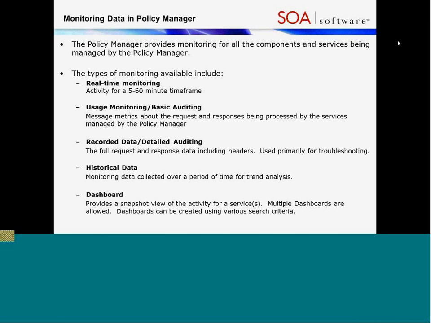The recorded data, which is provided by the detailed auditing policy, is the full request and response data, and that includes all the headers. When you use a detailed auditing policy, it's going to collect all of it, and optionally, it can collect the information for what the ND is actually sending to the physical service and what the physical service is returning to the ND. Because you're collecting the payloads, and the payloads can vary in size, you want to be careful in terms of using that detailed auditing policy. So really we recommend using that for auditing.